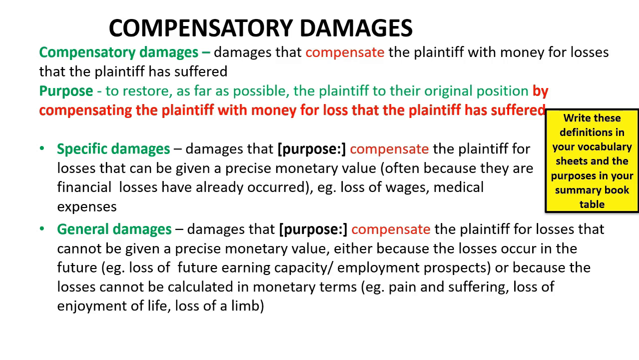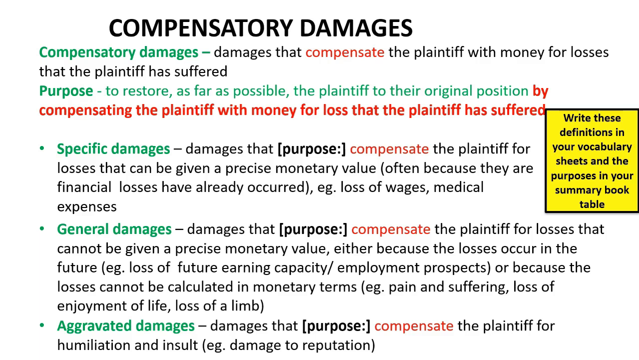Summarise what I've just said about the extent to which damages achieve the overarching purpose of civil remedies in the right-hand column of your summary book table. The reference to extent means that you have to explain how general damages do achieve this overarching purpose of civil remedies, as well as the limitations on the ability of general damages to achieve this overarching purpose.